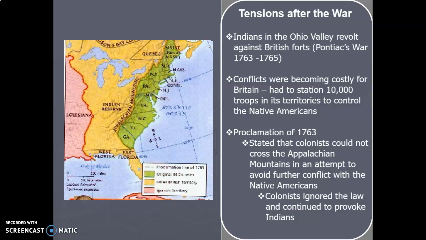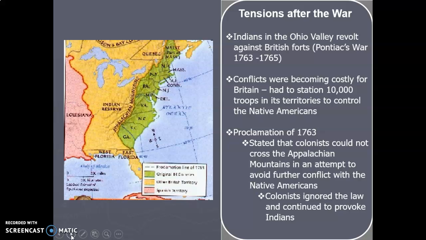Well, joke's on the British because it's a 9-year war. In British history, you could probably remember studying the Seven Years' War because they only called it seven years. But the joke's on them. They're going to have to fight a 2-year war, which brings it up to 9 years. And they're going to have to fight it in the Ohio River Valley, or the Ohio Valley, which is right in here. It's called Pontiac's War, not the car, the Native American. And they fight it from 1763 to 1765.